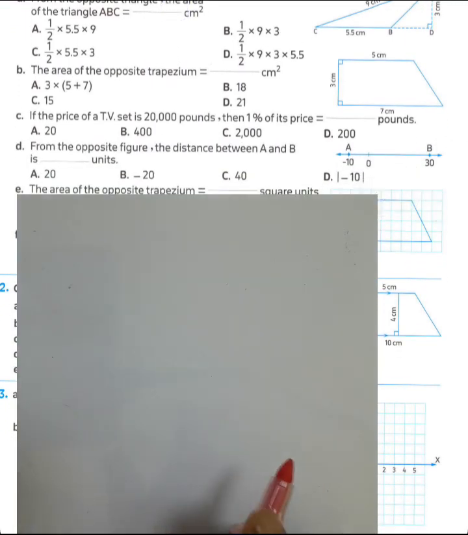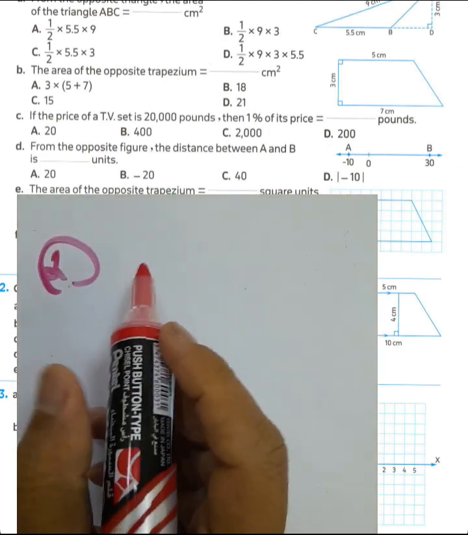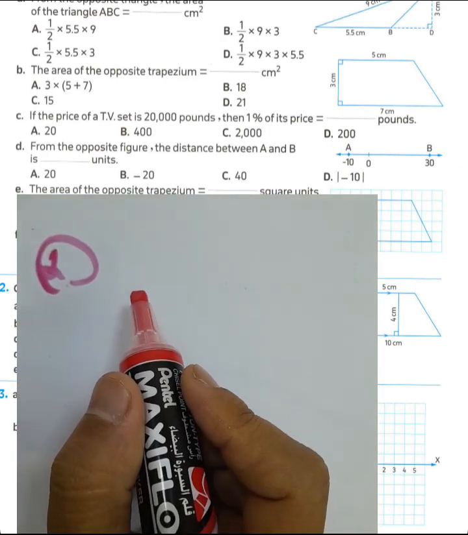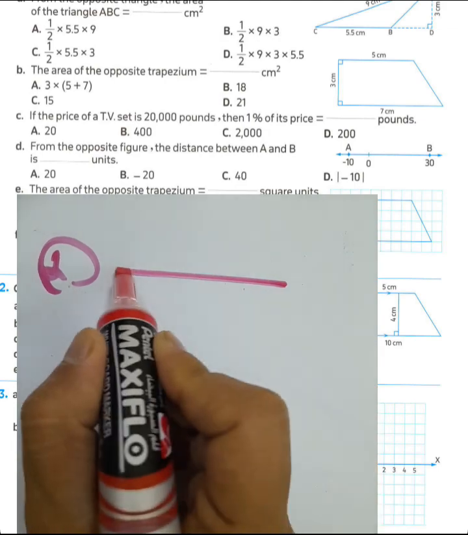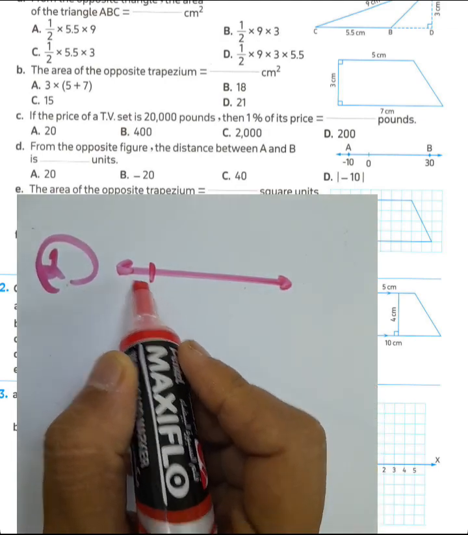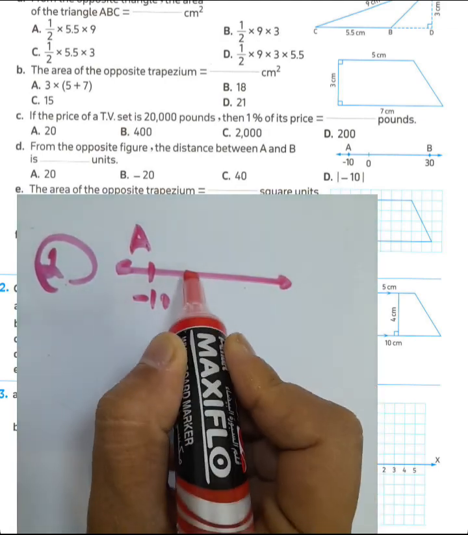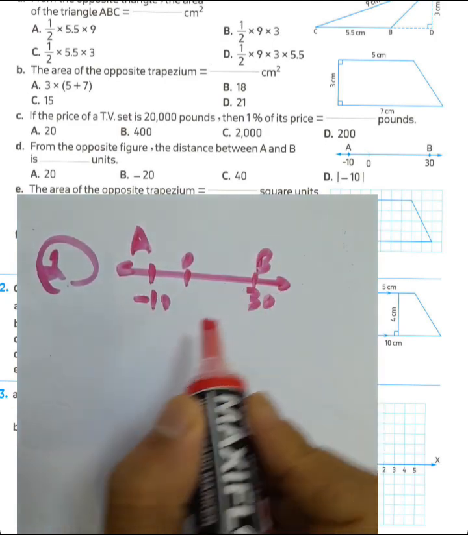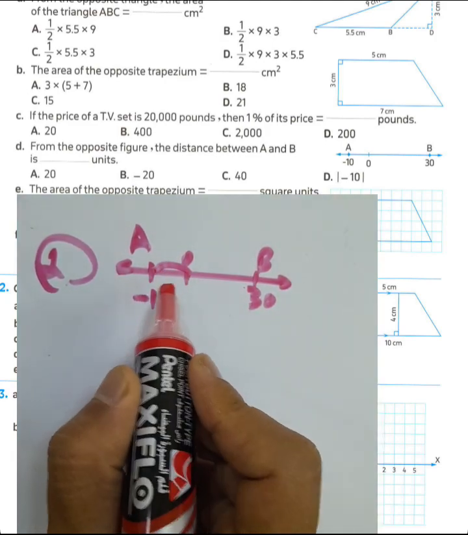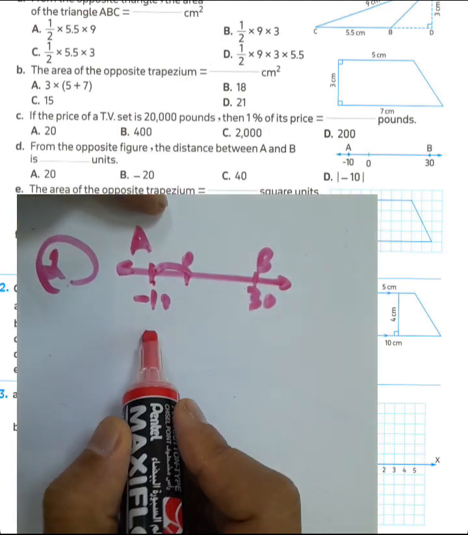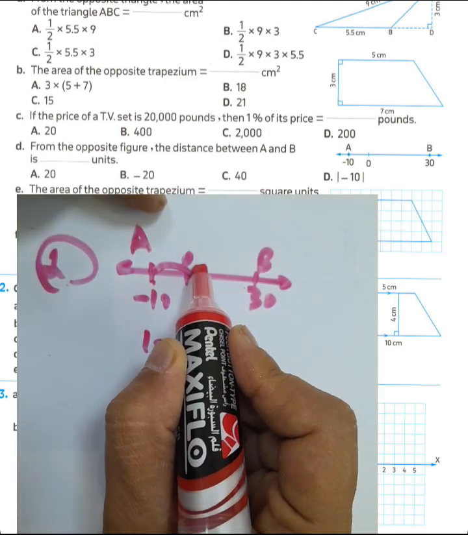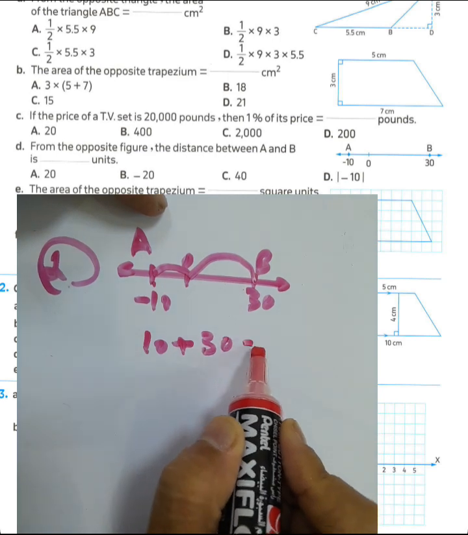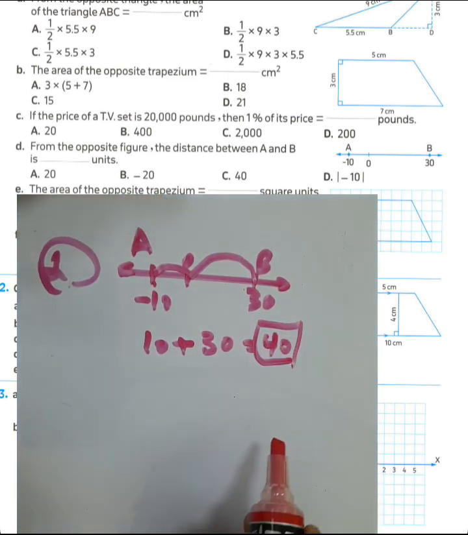Next question, letter D. From the opposite figure, the distance between E and B equals what? We have here point E at -10, and we have 0, and point B at 30. We can count the distance from point E to 0, it will be 10, and the distance from 0 to B will be 30. Then the result will be 40.